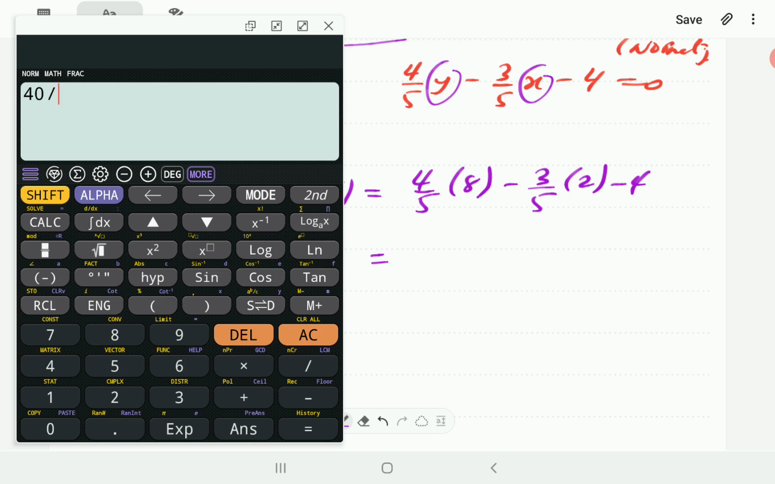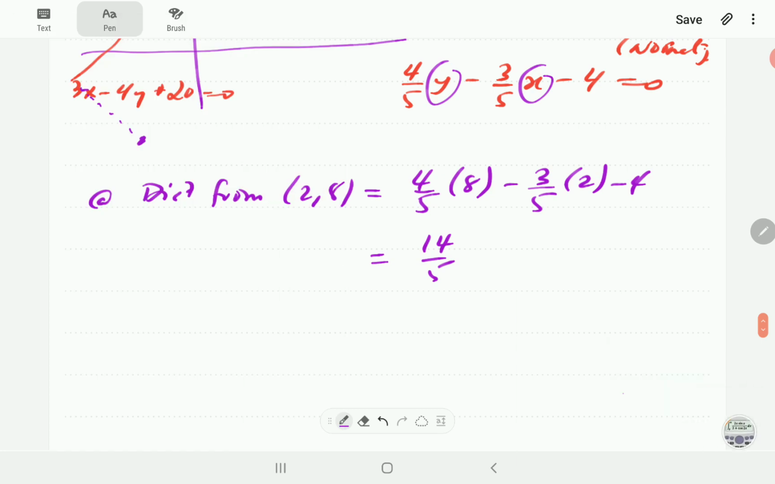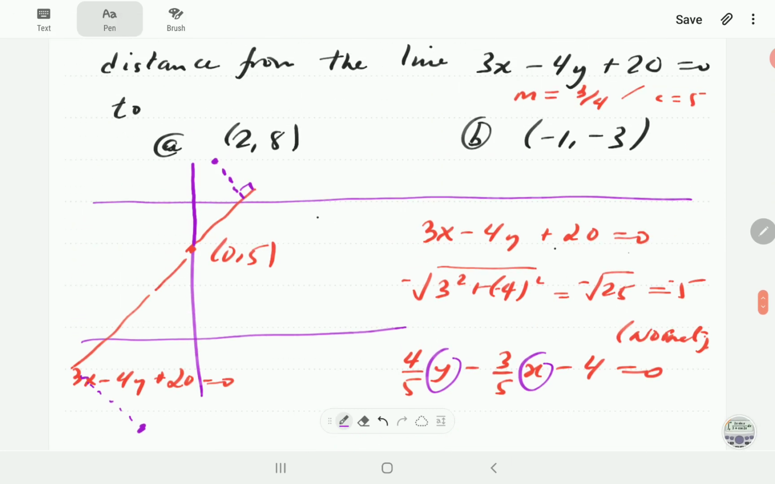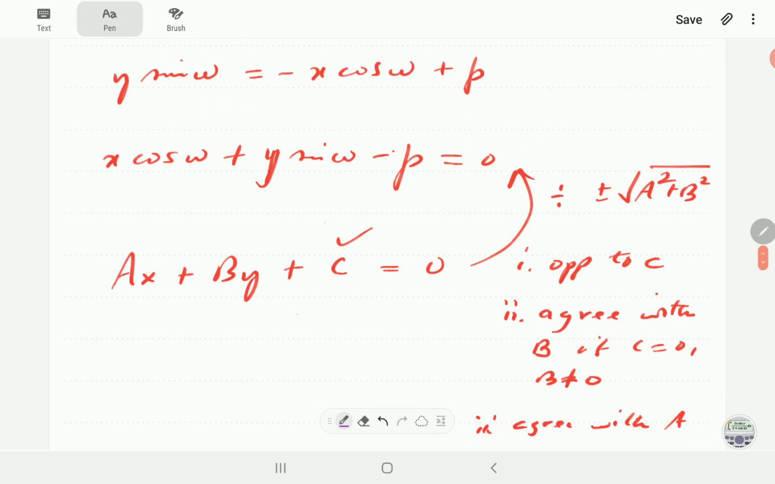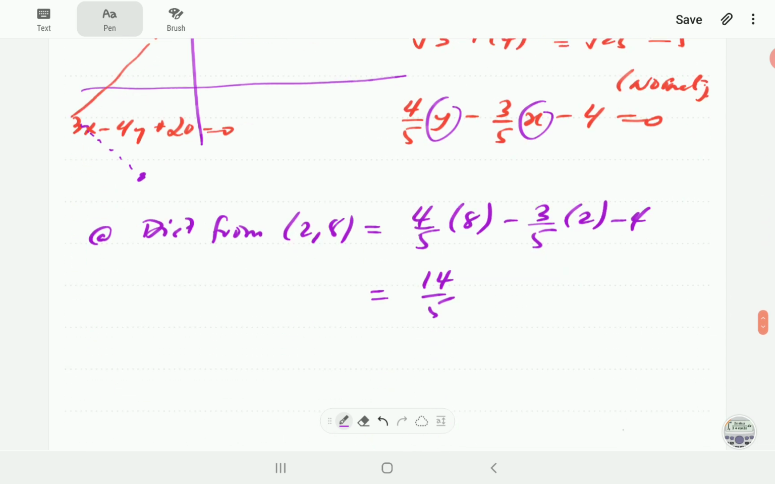40 over 5 is actually 8 minus 6 over 5 minus 4. So it's going to be 14 over 5. So that's going to be the distance, the normal or perpendicular distance from the straight line to that point there. Then you can do the same thing for the other point.